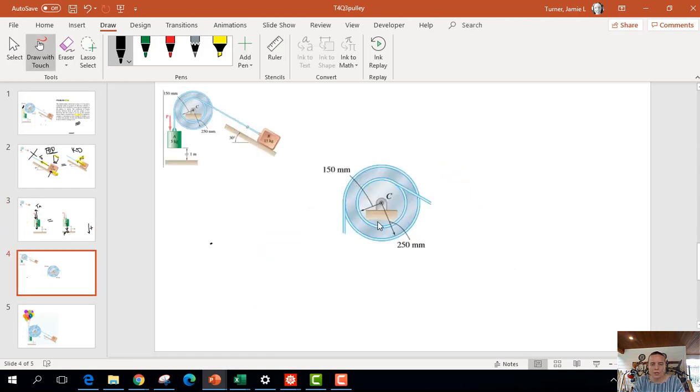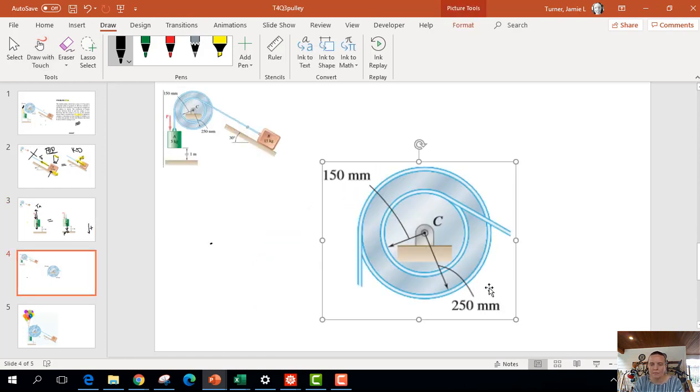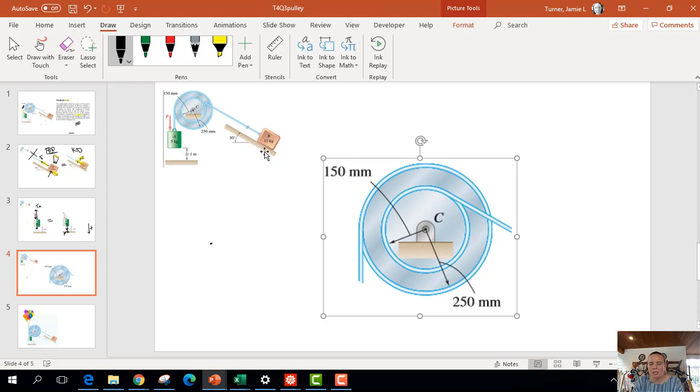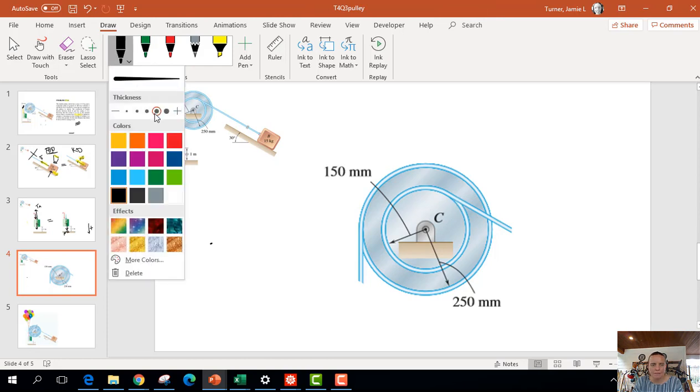And then for the pulley system, so for this one, I'm ignoring the blocks. It's just going to be a matter of these tensions coming off of here.